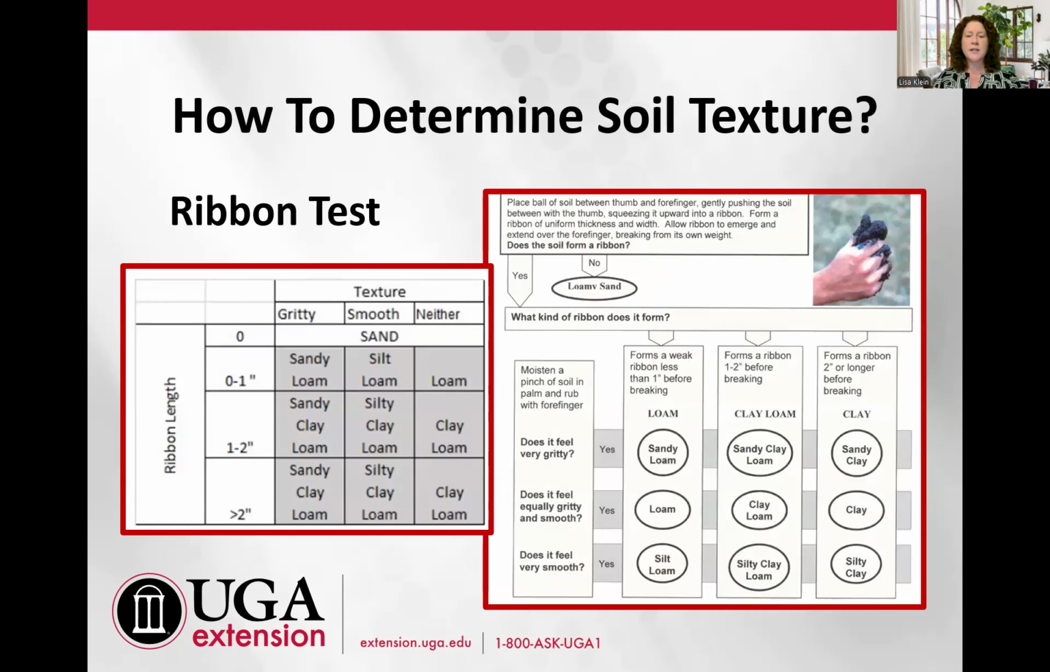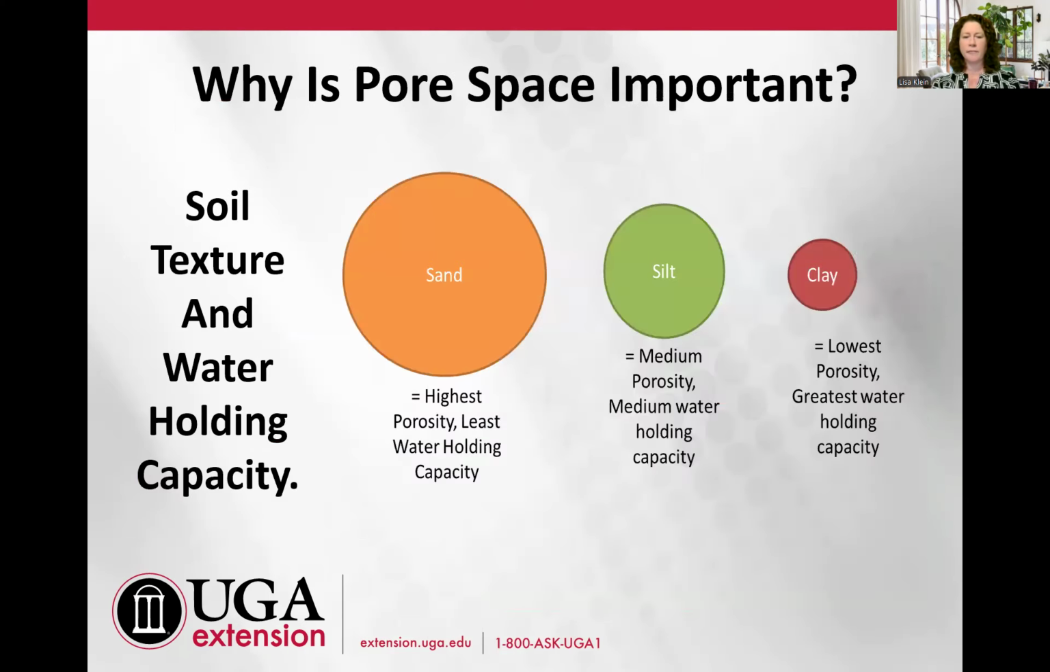And here you can kind of see gritty, smooth, all of that stuff, the ribbon length, and does it feel gritty? So this is just a kind of an easy little infographic to tell what you have.